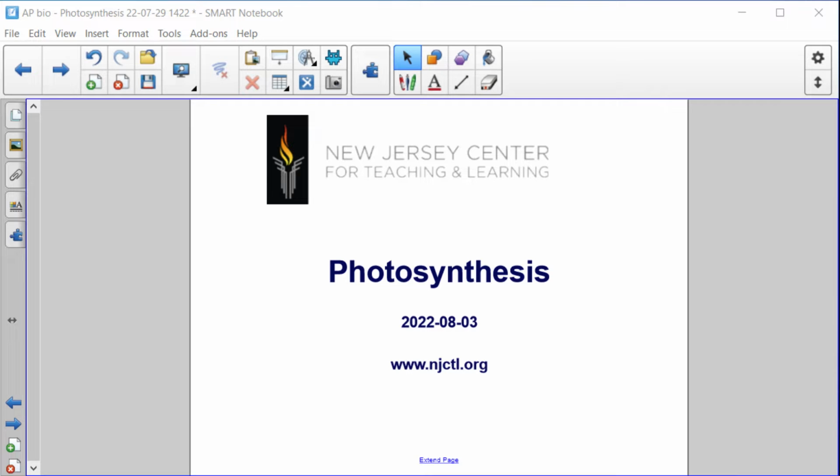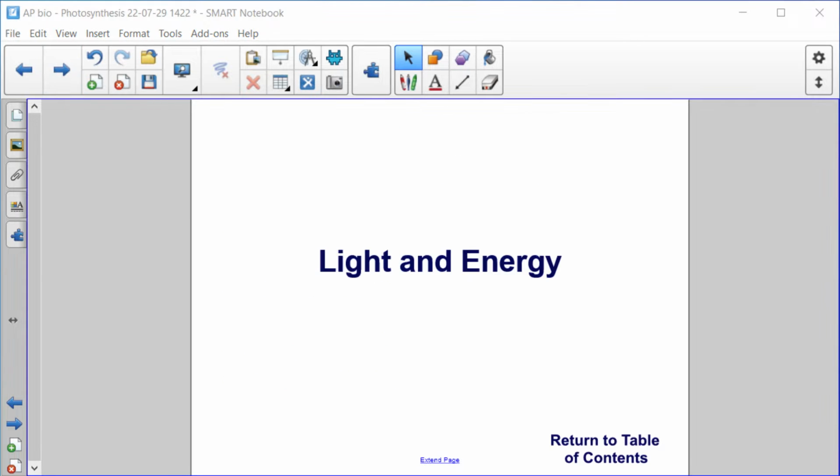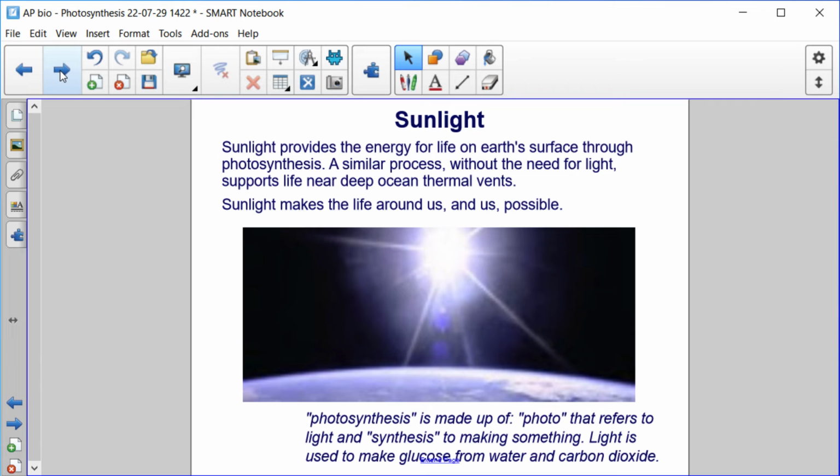In this unit of AP Biology, we're going to begin discussing photosynthesis. In this unit, we'll cover the following topics: light and energy, the origin of photosynthesis and ATP, prokaryotic photosynthesis, the evolution of photosynthesis, photosynthesis chemical reaction, and eukaryotic photosynthesis. Before we begin a detailed discussion of photosynthesis and the reactions that occur, we're going to start with a little bit of an understanding of light and energy.